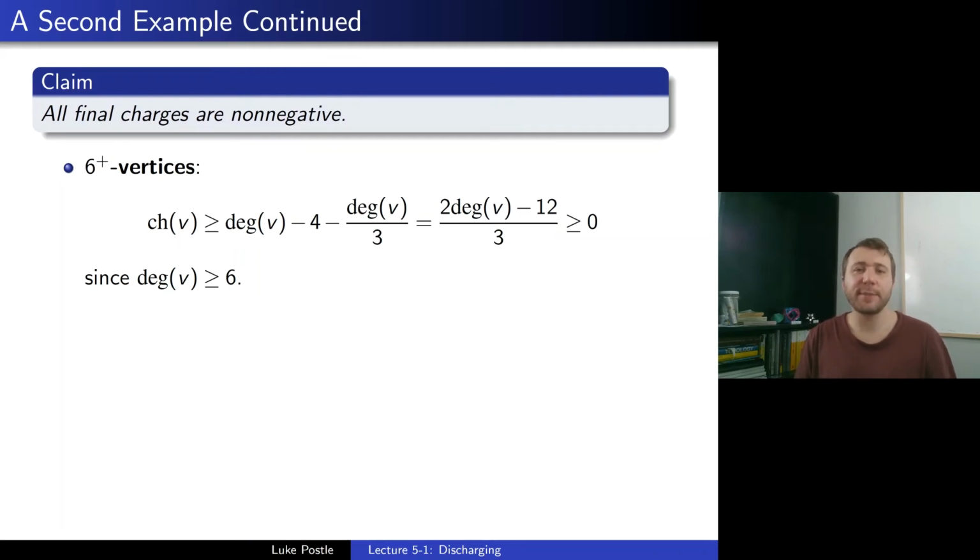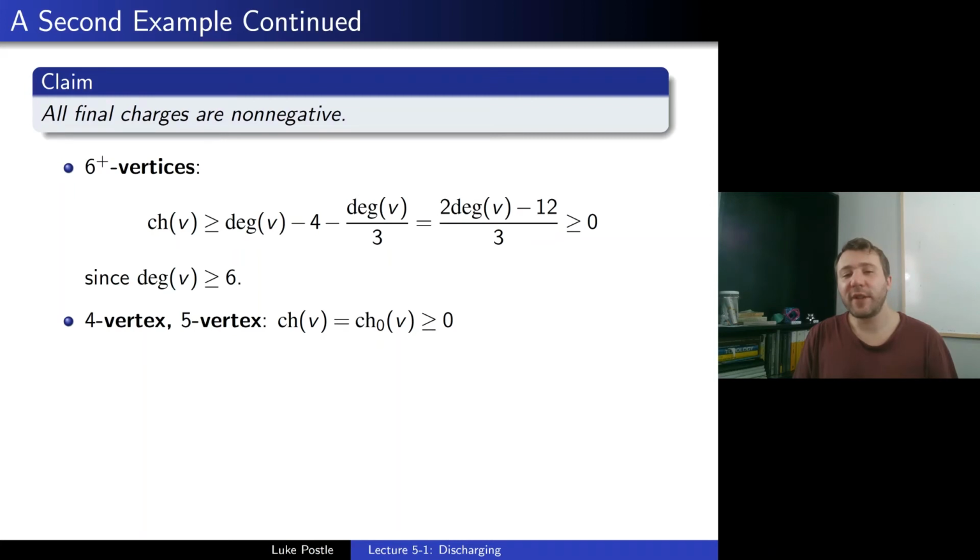Well, we look at the 6 plus vertices. They have charge degree minus 4, and they send at most 1/3 to every incident face, which is degree of v if you think about it. So that would get you 2 degree of v minus 12 over 3, which is at least 0 because the degree of v is at least 6.